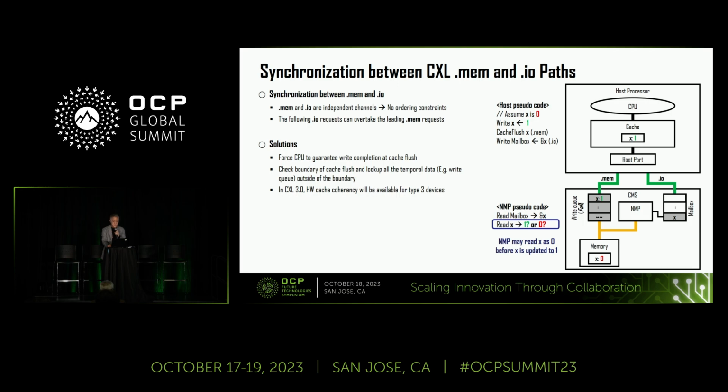Well, another challenge is synchronization between the CXL.mem and .io channel. These channels operate independently, so there's no ordering constraint between them. Consequently, the following .io command can potentially overtake the preceding .mem transaction. So this scenario results in the near memory processing engine operating with garbage data because the command arrives before the corresponding data.